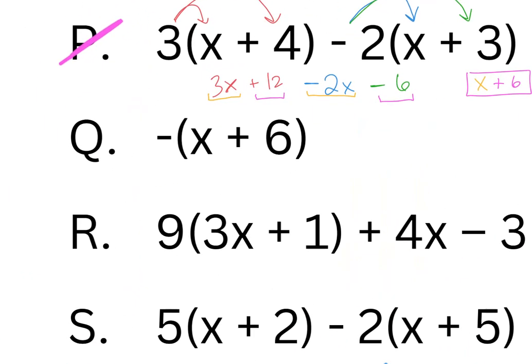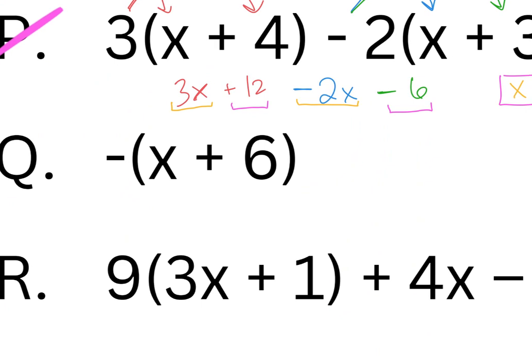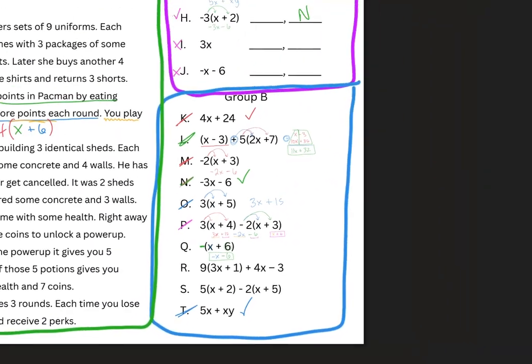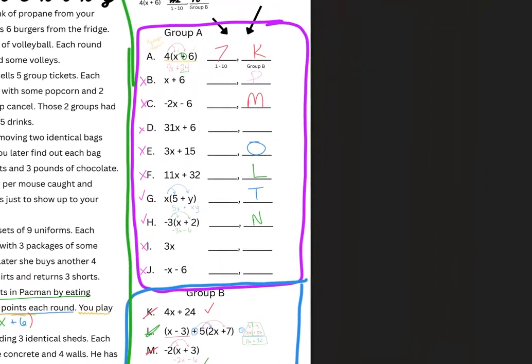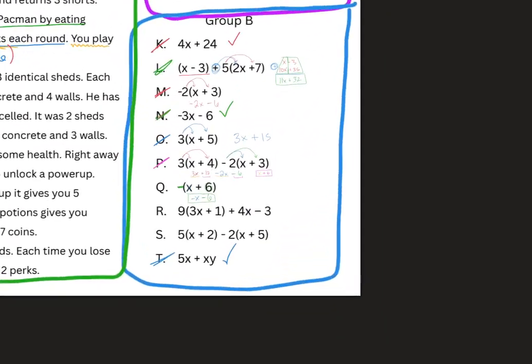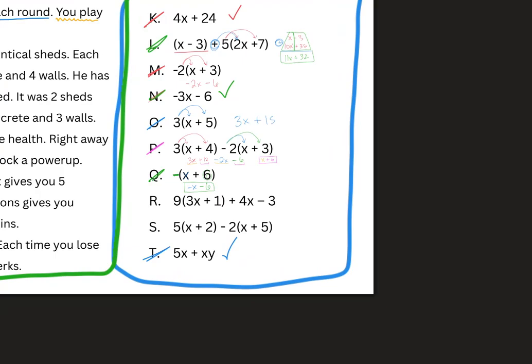Q is not one that's real complicated to simplify. We're just going to say, if I am subtracting x, that's -x. And if I'm subtracting positive 6, that's like just having a negative 6. So negative x minus 6 is the same as Q. It's right here, Q. J and Q go together. All right, we got 2 left.